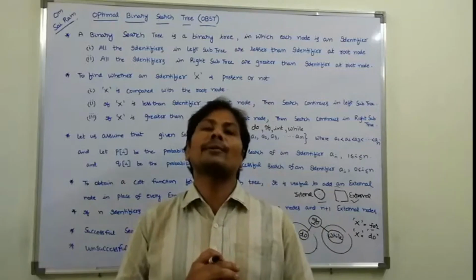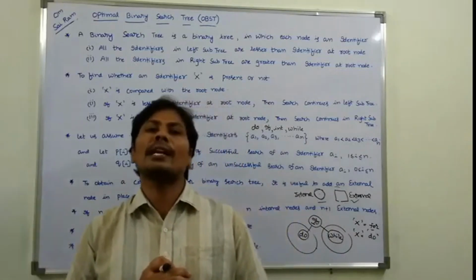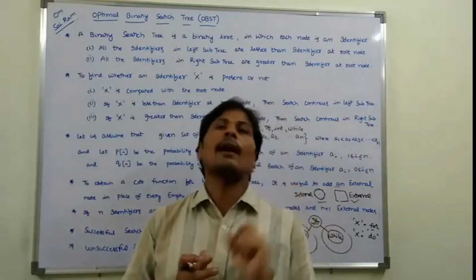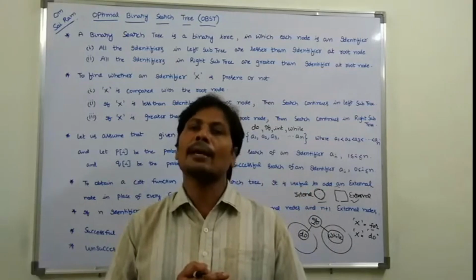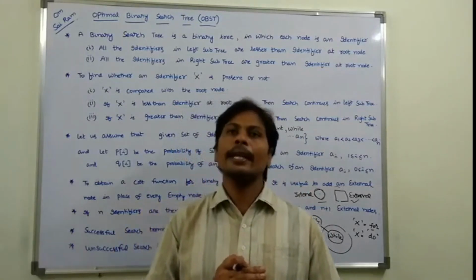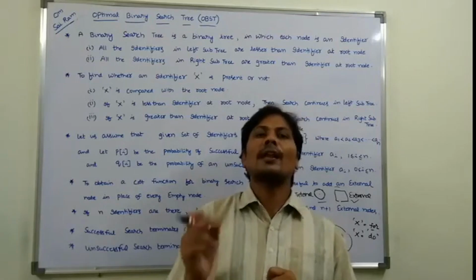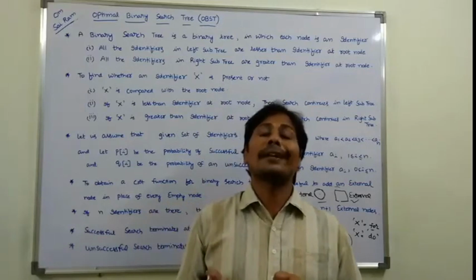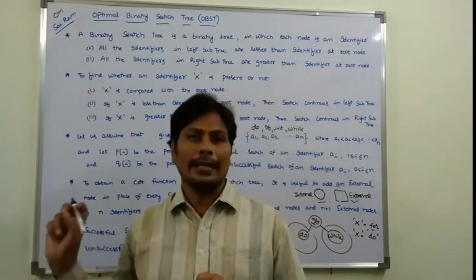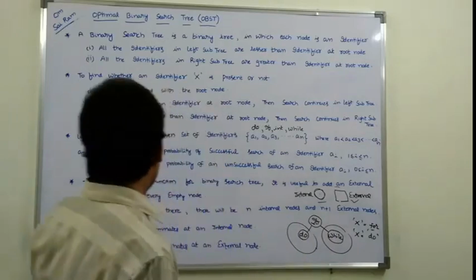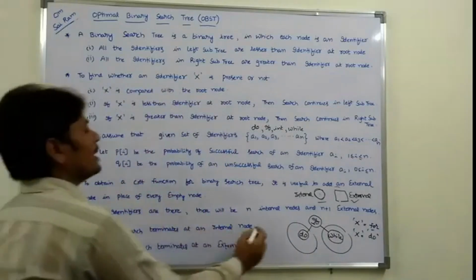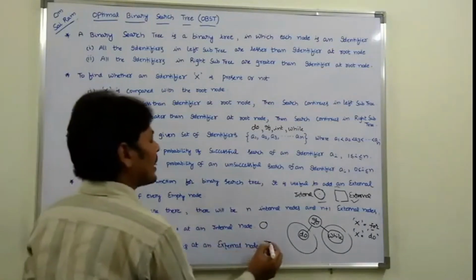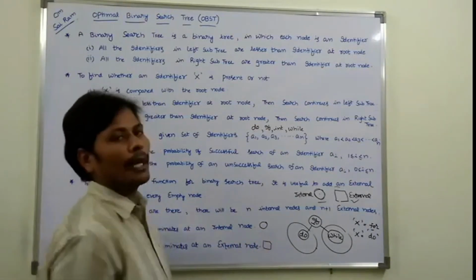So how many internal nodes are there? N internal nodes are there. How many external nodes are there? That is n plus 1 external nodes, where n is the number of nodes in the binary search tree. The total number of external nodes in the binary search tree is n plus 1. The total number of internal nodes is n. So successful search always terminates at an internal node, that is a circle. Unsuccessful search always terminates at an external node, that is a square box.